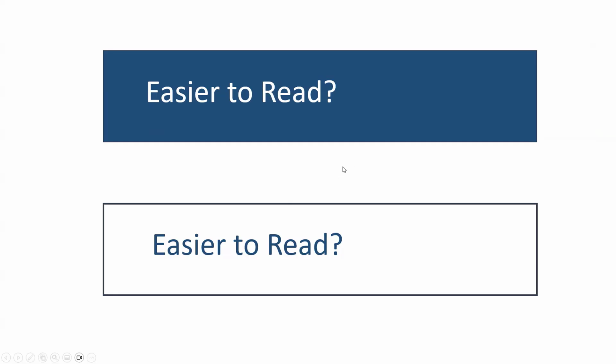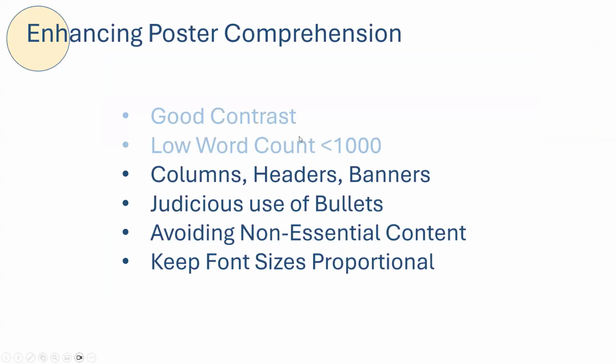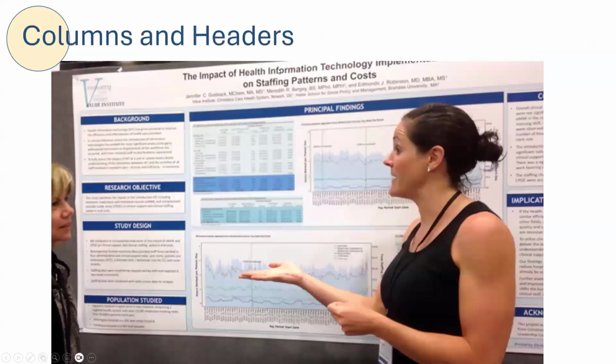So, we talked about contrast and low word count. Let's move to using columns and headers and banners to structure your poster more effectively, and using bullets and avoiding the non-essential content, and also keeping your font sizes proportional. This is all in the interest of enhancing poster comprehension. Okay, so first, columns and headers.